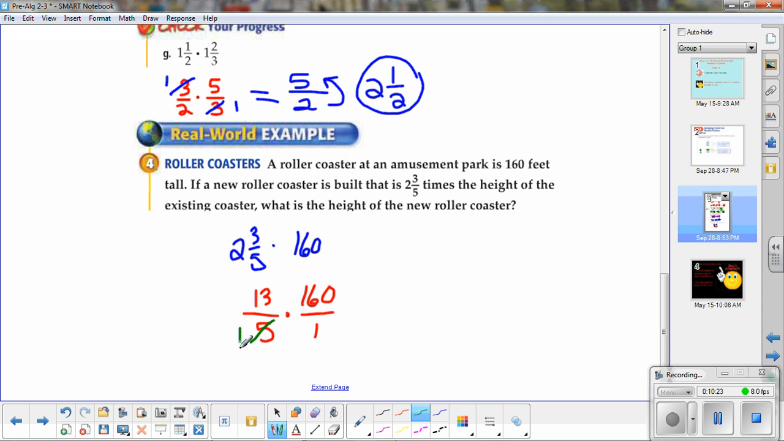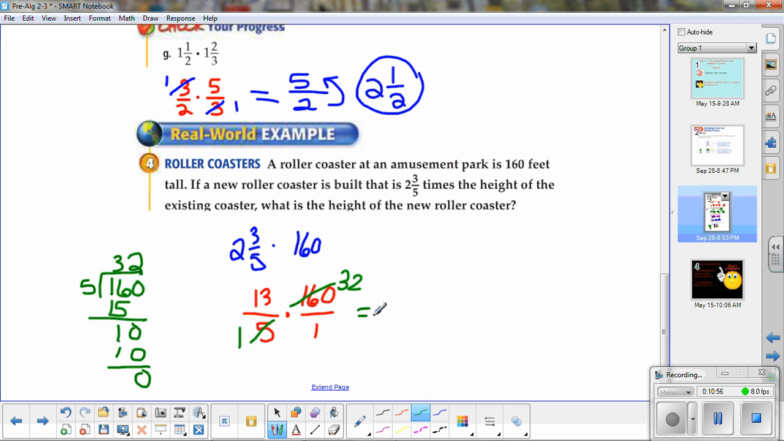5 goes into 5 once, and if I'm not sure how many times it goes into 160, I can go off to the side and divide 160 by 5. 5 goes into 16 3 times. 3 times 5 is 15. 5 goes into 10 2 times. And 2 times 5 is 10. Since there's 0 left over, we're finished. It goes in there exactly 32 times.